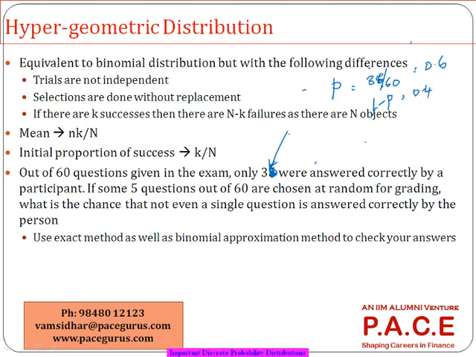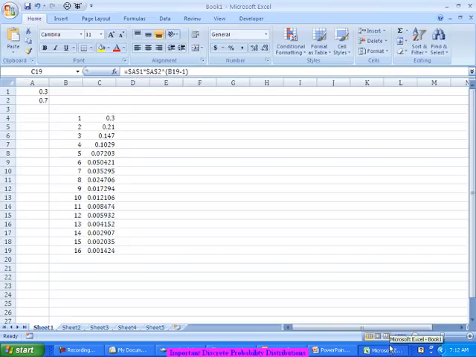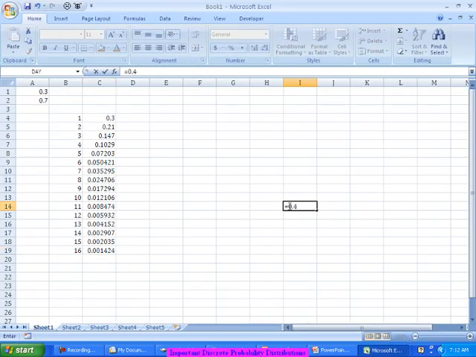And from here, you can use your binomial distribution. Let's say 5 questions attempted, 0 correct, 0 successes. 0.6 power 0 into 0.4 to the power 5. How much am I getting? 5C0 is 1, 0.6 power 0 is 1. So all I need is 0.4 to the power 5. So it is saying around 1.024% chance that out of the 5 questions being picked, none of them is correct.